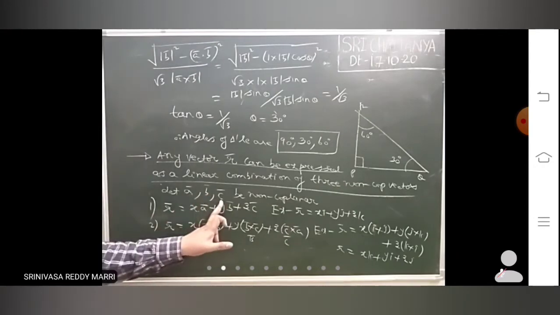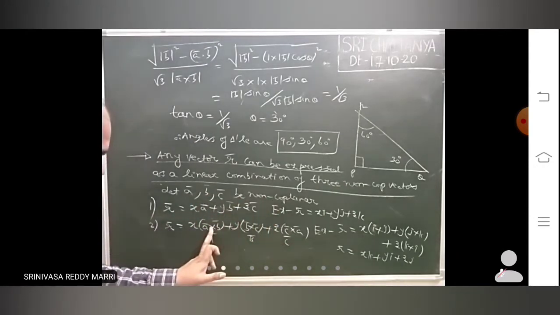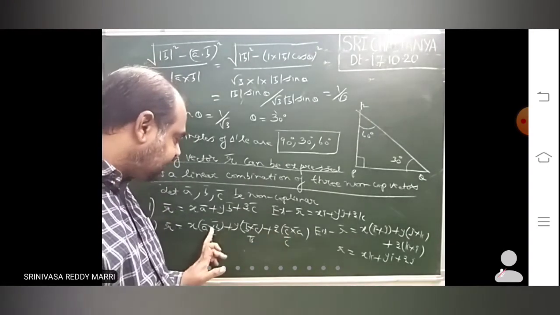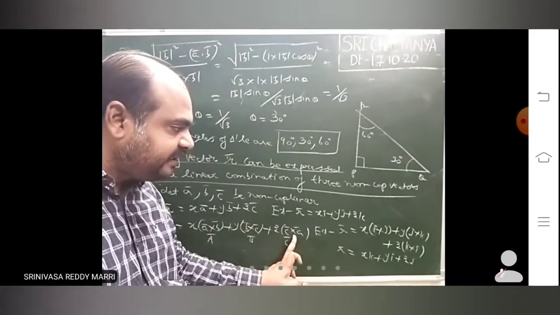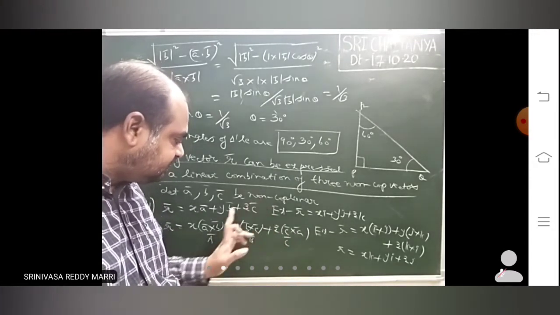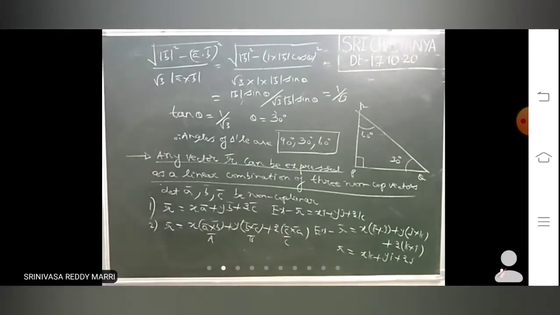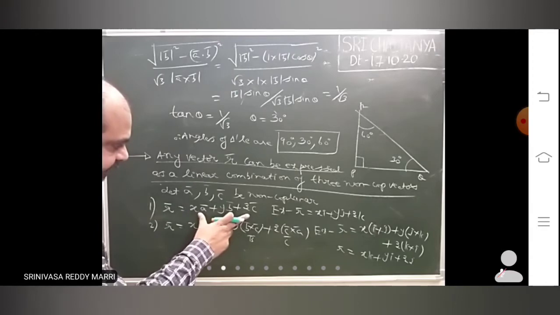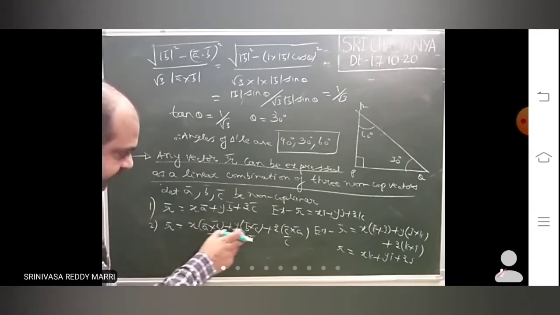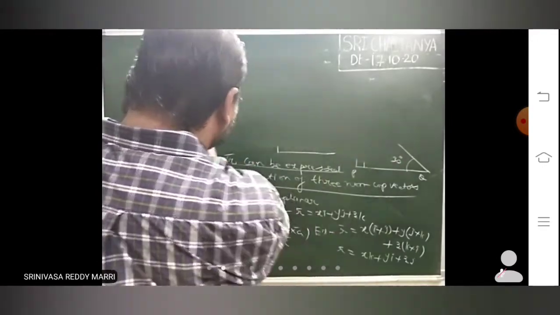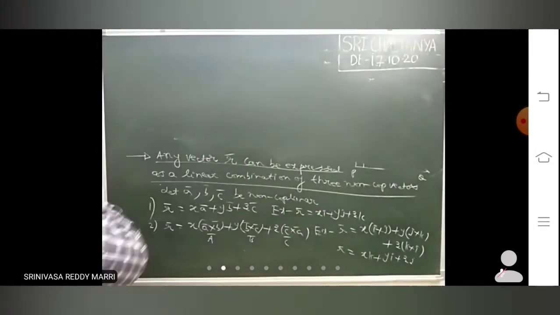Because if A bar, B bar, C bar are non-coplanar, then A cross B, B cross C, C cross A will also be non-coplanar, because the scalar triple product is what? Yesterday I told you, box ABC whole square. If this is not equal to 0, the scalar triple product of these three is also non-zero. You can express like this depending on the problem. If the answer is in A bar, B bar, C bar, you will express like this. If the answer is in A cross B, B cross C, C cross A, we will express like this, and we will find the scalars x, y, z. You can express like this or with any non-coplanar vectors.